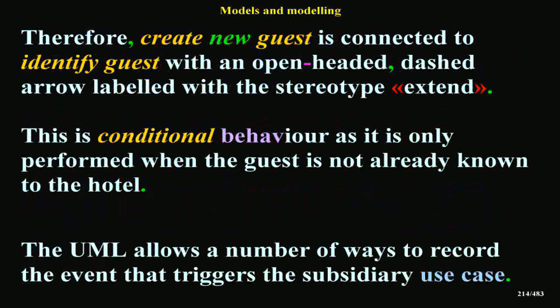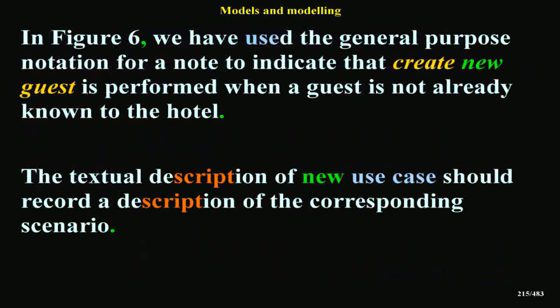Therefore, Create New Guest is connected to Identify Guest with an open-headed, dashed arrow labeled with the stereotype extend. This is conditional behavior as it is only performed when the guest is not already known to the hotel. The UML allows a number of ways to record the event that triggers the subsidiary use case. In Figure 6, we have used the general purpose notation for a note to indicate that Create New Guest is performed when a guest is not already known to the hotel.